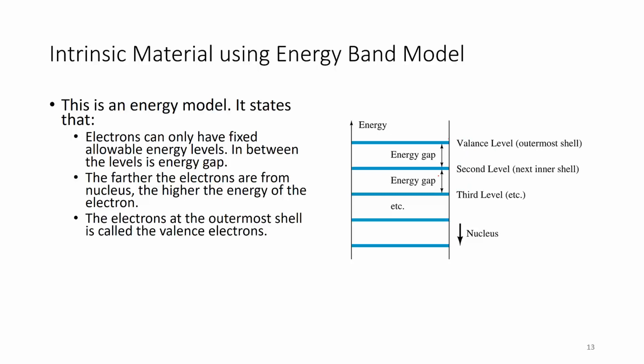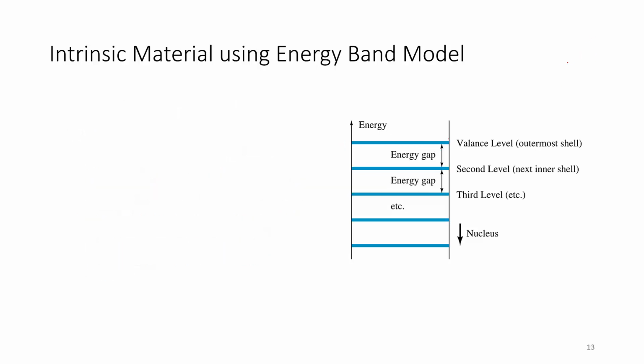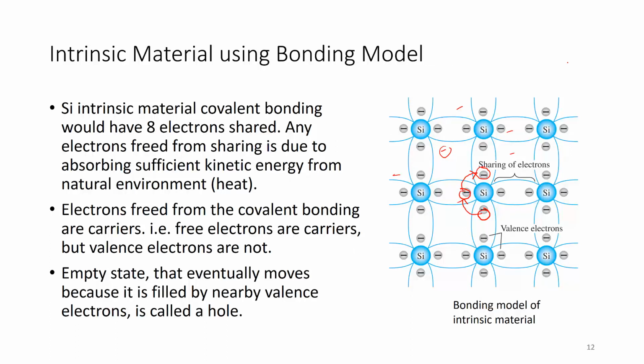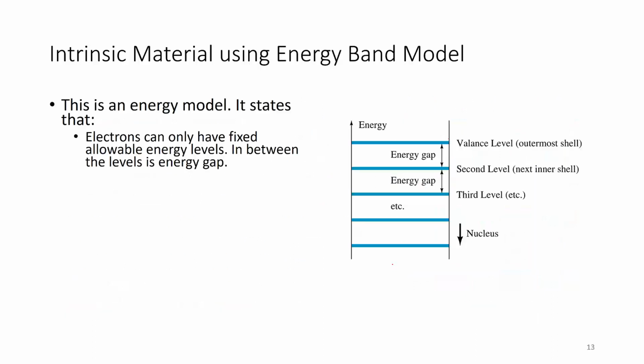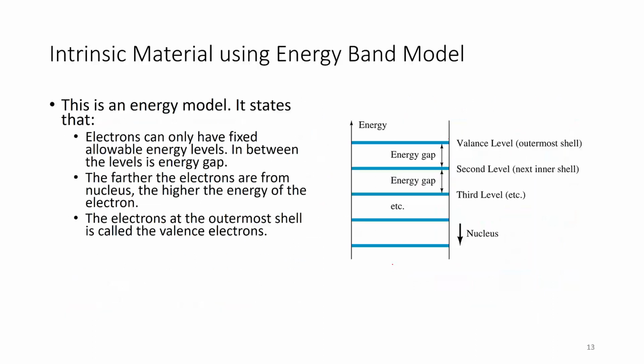So the electrons at the outermost shell are called the valence electrons. Electrons that take part in covalent bonding are valence electrons. The ones that you see before this, okay, this one. So these electrons here that you see, these are all valence electrons. And again, we know that valence electrons are not carriers because they are still participating in the sharing.